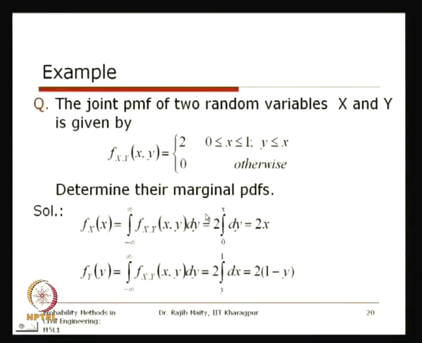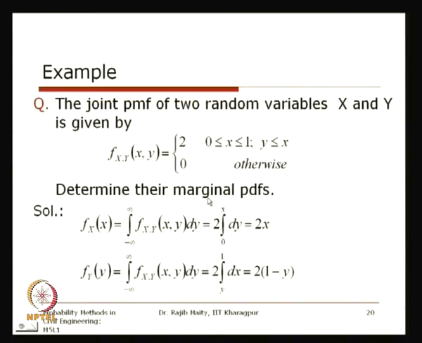Now we will take a simple problem to start with. If the joint PDF of two random variables x and y is given by this expression, that is f_XY(x,y) equals 2 for the range 0 to 1 and y less than x. So you can see here that x is varying from 0 to 1 and y is varying from 0 to x. So y is always less than x. This is a kind of triangular shape over which the PDF is defined.